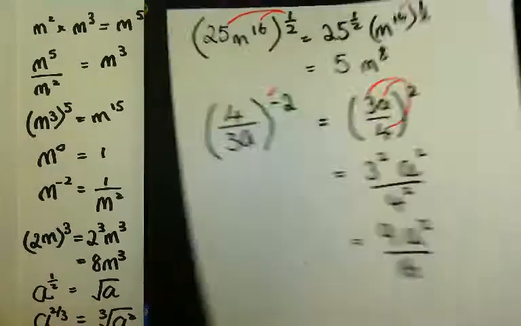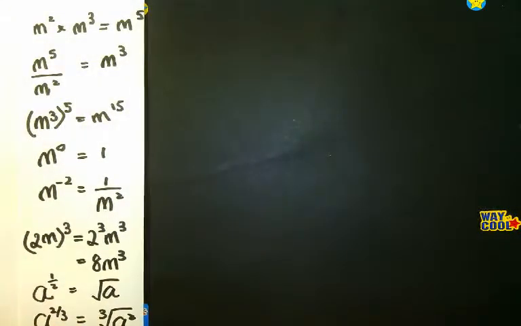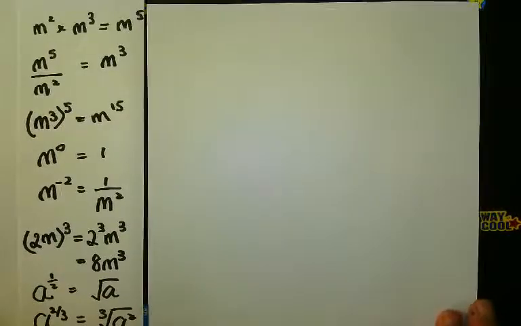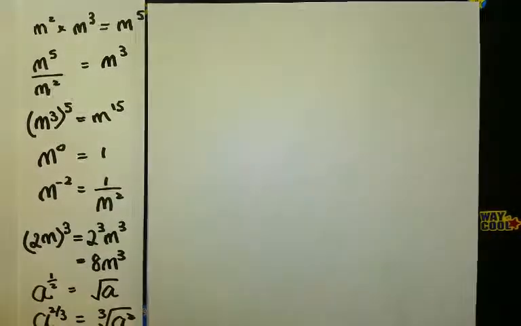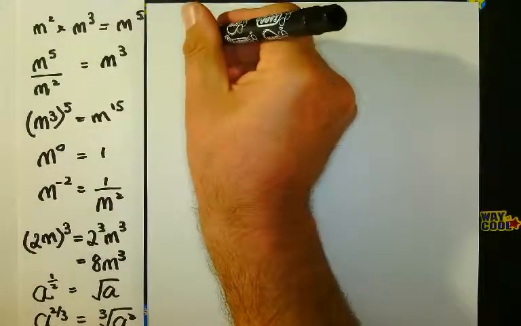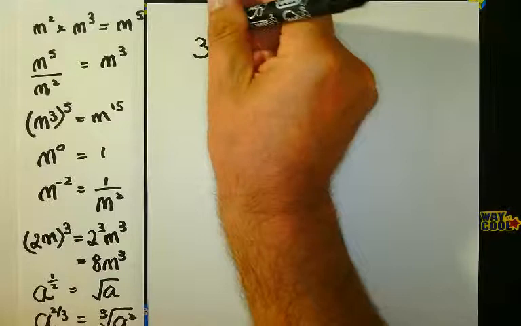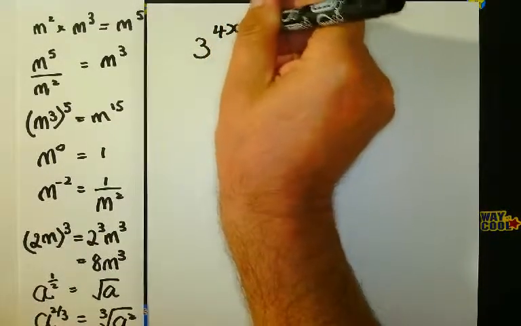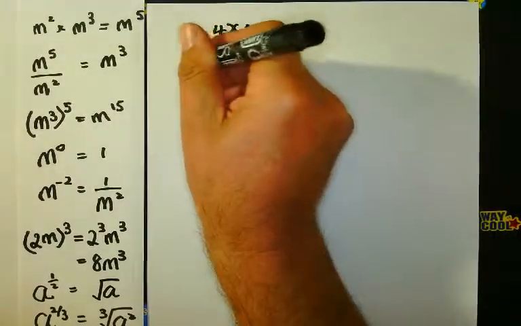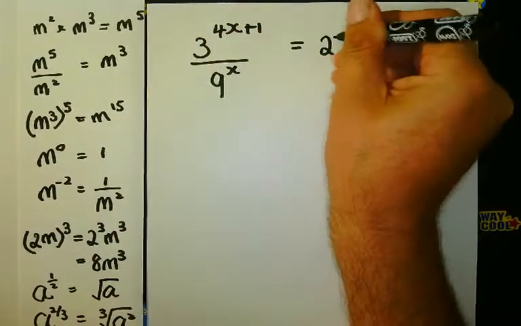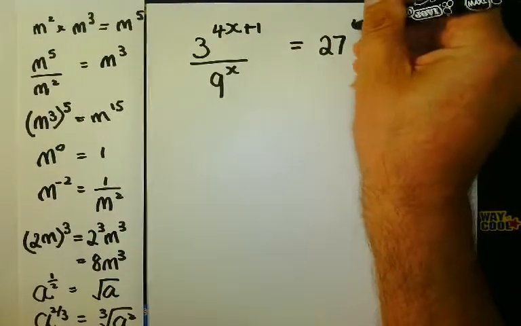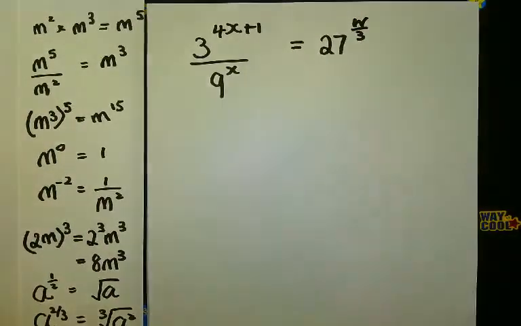So let's just move that one off and grab the next sheet. For this one, oh, this is an interesting one. This is where the bases are different. The question says find an expression for x in terms of w. But it gives it to us in this form. It's got base 3 to the power of 4x plus 1, all divided by base 9 to the power of x, and 27, which is equal to base 27 to the power of w over 3.